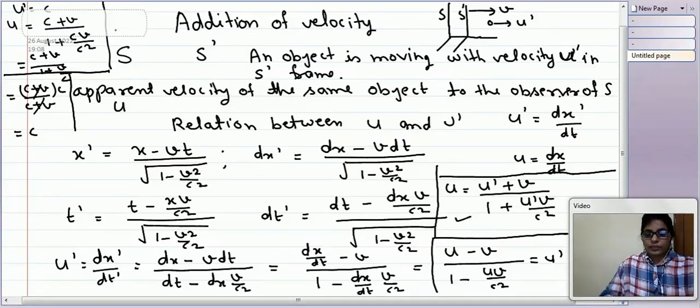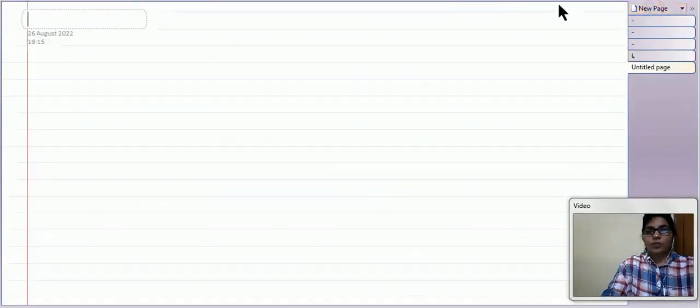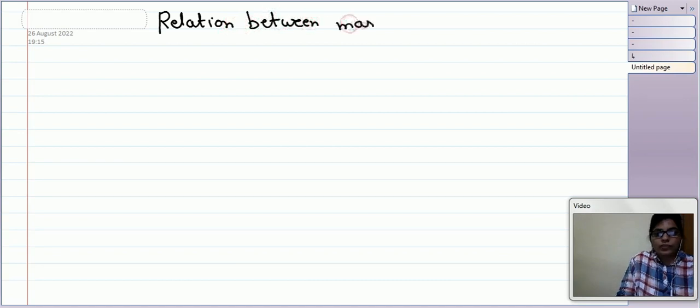Now let us move to the next page, and then we have to find the relation between mass and velocity, or the relativistic mass relation between mass and velocity.